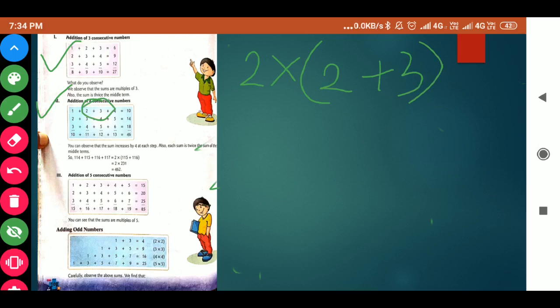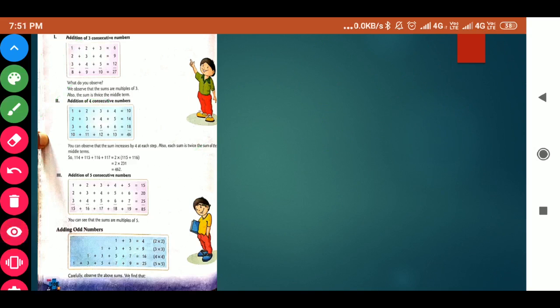2 plus 3 is 5. First we will solve the bracket according to the BODMAS rule. Then 2 fives are 10. So you can see the answer is 10 here. Now you can find the addition of any 4 consecutive numbers by this rule.